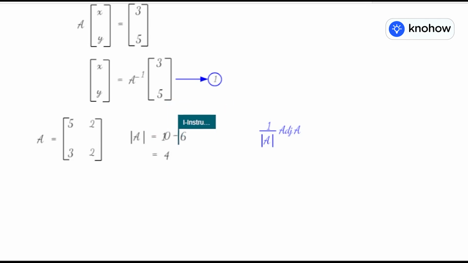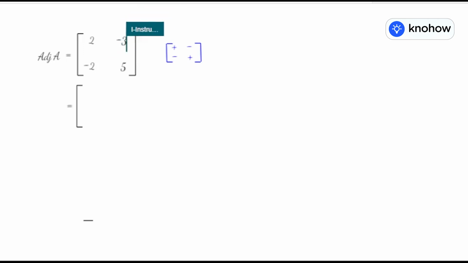And now adjoint A. Adjoint A is the transpose of the cofactor matrix. The sign convention is already there. So for 5 it will be 2, for 2 it is 5 with the same sign, plus plus, and for 3 it is 2 with the changed sign, so minus 2, and for 2 it is 3 with the changed sign, so minus 3. And now take the transpose. The elements of the first row, that is 2, negative 3, go to the first column, and the second row, minus 2, 5, goes to the second column.